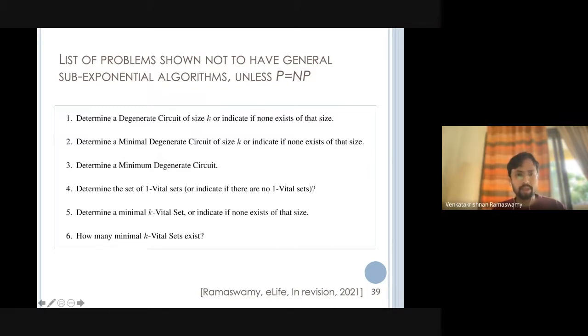So first question is, determine a degenerate circuit of size k, or indicate if none exists of that size. Determine a minimal degenerate circuit of size k, or indicate if none exists of that size. Determine a minimum degenerate circuit. Determine the set of 1 vital sets, or indicate if there are no 1 vital sets. Determine a minimal k vital set, or indicate if none exists of that size. And how many minimal k vital sets exist, right?